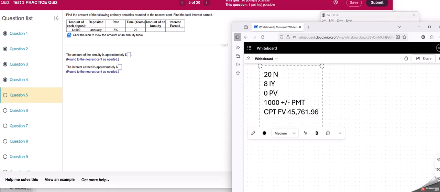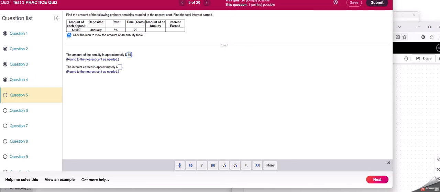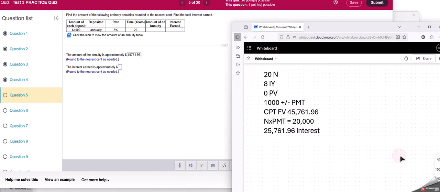And then the interest, we're going to take the N times the payment, because that's how much money they put in. So that would be 20,000, and then take the difference between those. So that would be 25,761.96. All right, so the first one is 45,761.96, and then the interest earned is the 25,761.96.